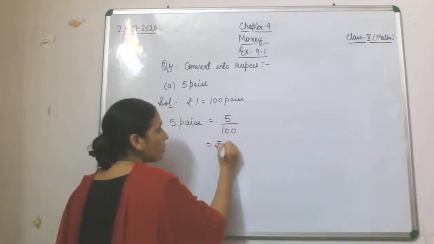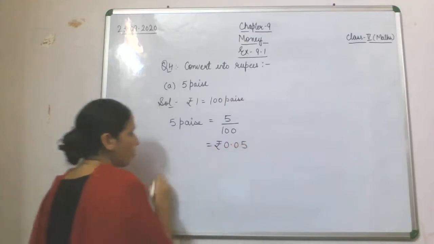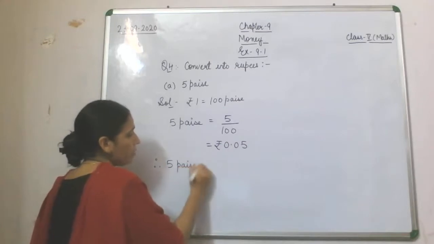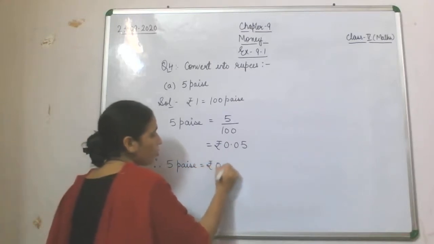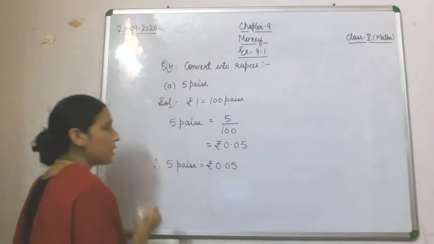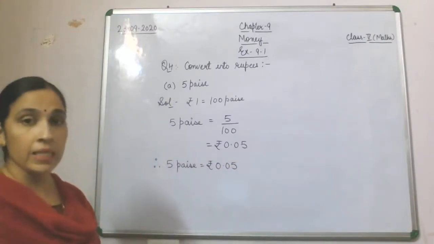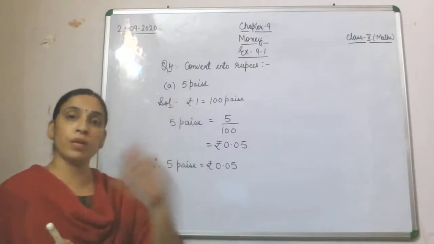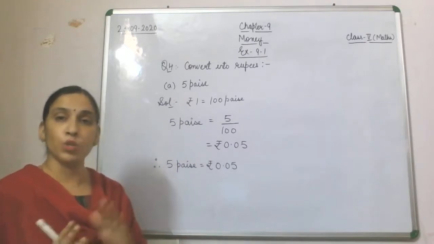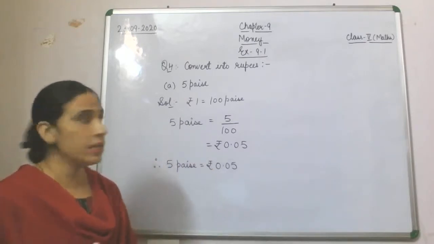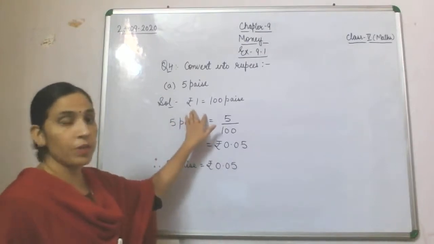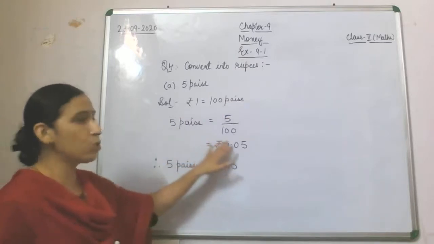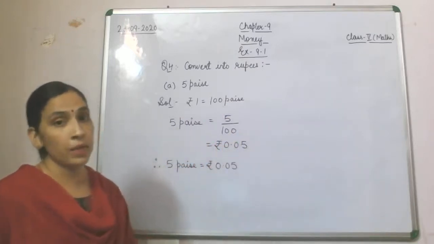Now this will become rupee 0.05. Therefore, 5 paise is equal to rupee 0.05. See what we have done in this question. You have been given 5 paise, and you are supposed to convert it into rupee. Smaller to bigger, then you will do division. You are all aware that rupee 1 is equal to 100 paise. It means when we have to convert 5 paise into rupee, 5 will be divided by 100.